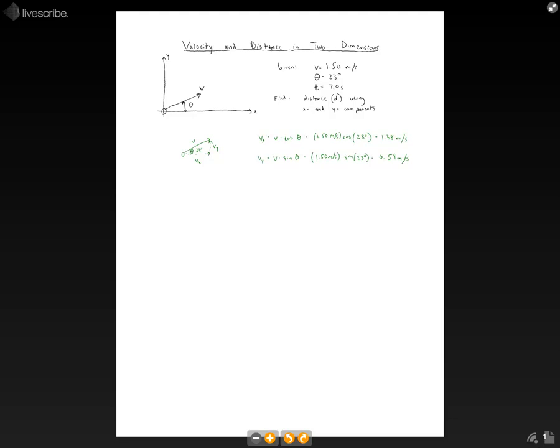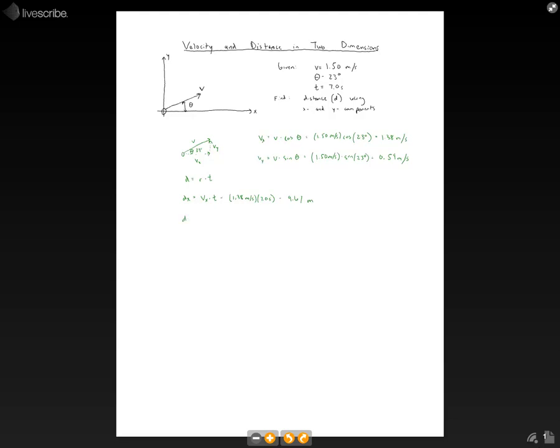Now that we have our velocities in the x and y directions, we need to find the distance in each direction. We can use a pretty simple formula that is usually used for rates, which is distance is equal to the rate multiplied by the time. To find the distance in the x direction, we'll multiply the velocity in the x direction by time. We'll substitute in our information, and we should get the distance in the x direction to be 9.67 meters.